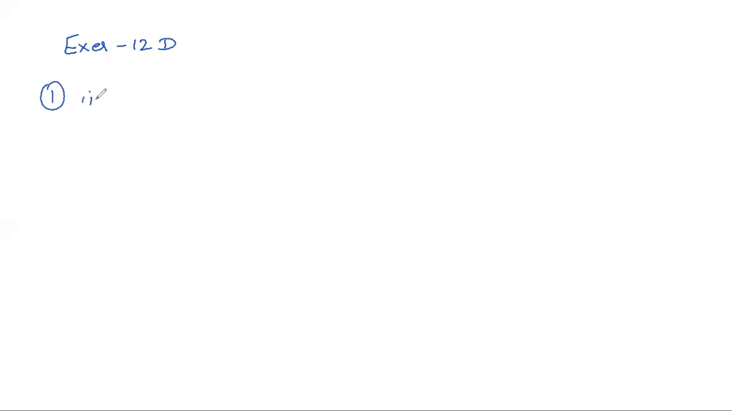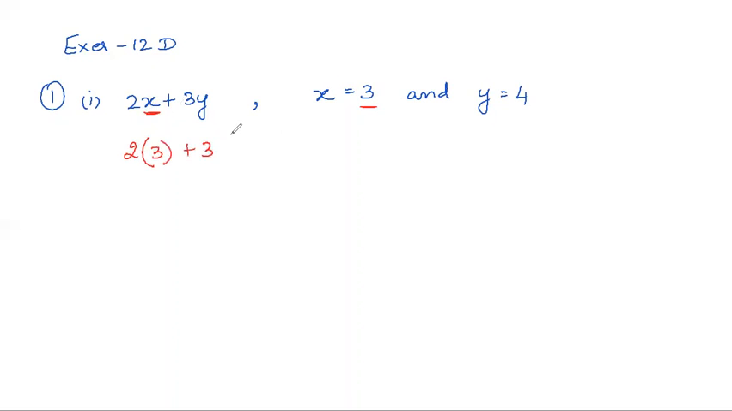Find the value of the expression 2x plus 3y, and they have given you value of x is equal to 3 and y is equal to 4. So how will you find this one? 2 times x. What is x? It is 3. So 2 times 3 plus 3 times what is y? Value of y is 4. So multiplied by 4. So 2 into 3 is 6 plus 3 into 4 is 12. 6 plus 12, it is 18.